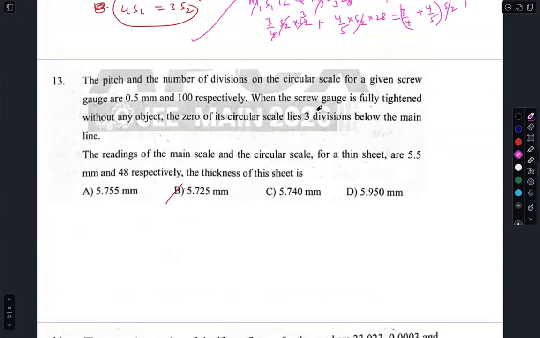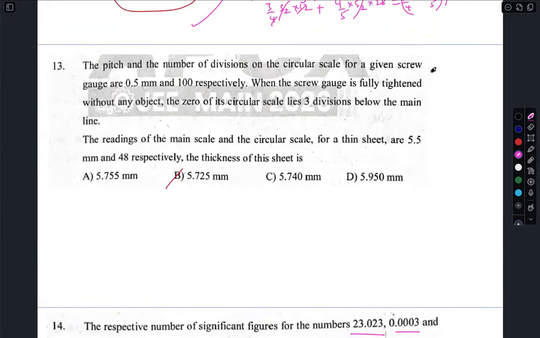Done. The pitch and the number of divisions on the circular scale of a given screw gauge are given, so I can find the least count. Least count is 0.5 into 10 to the power of -3, or in mm only, we'll maintain it in mm only. 0.5 by 100. This is 0.005 mm.